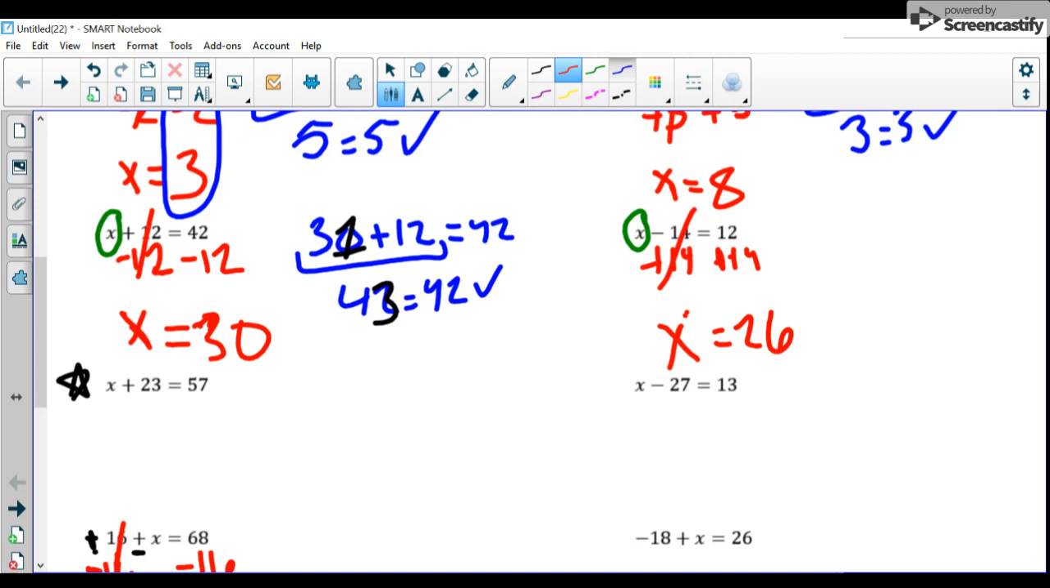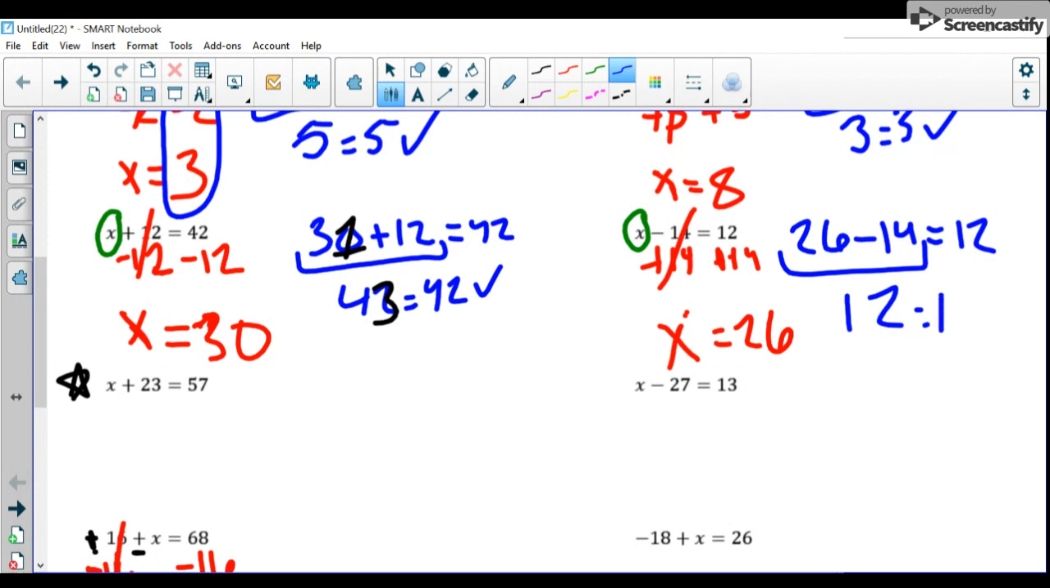All right, once more, I'm going to plug in my answer just to check my work. So I have 26 minus 14 equals 12. 26 minus 14: 6 minus 4 is 2, 2 minus 1 is 1, so 12 equals 12. I am good. Did it right. All right. So again, I'm going to skip this next problem. That'll be for homework or classwork if you have time.